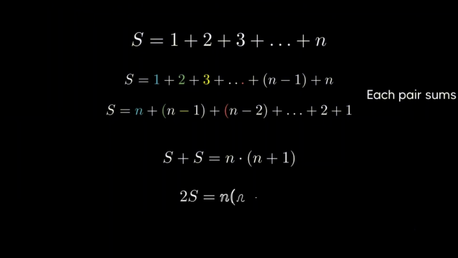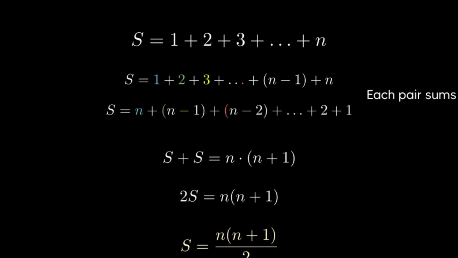Let's simplify this equation. S plus s equals 2s, so we have 2s equals n times n plus 1. To solve for s, we need to divide both sides of the equation by 2. On the left, 2s divided by 2 gives us just s. On the right, n times n plus 1 divided by 2 gives us our formula. We've now derived the formula for the sum of the first n natural numbers.